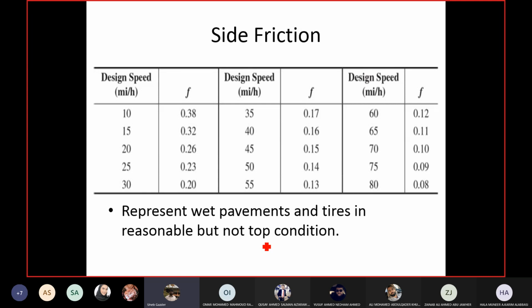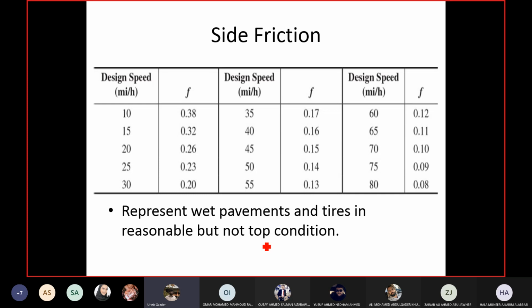So normally the pavement becomes wet, but with drainage and everything, it will not be completely soaked. It's not like you are driving in a pool of water. The top condition is like you are driving in a pool of water, like you have stood under the shower for 1 hour. Anyways, I'm becoming a poet with the traffic engineering. So it's not that much wet.